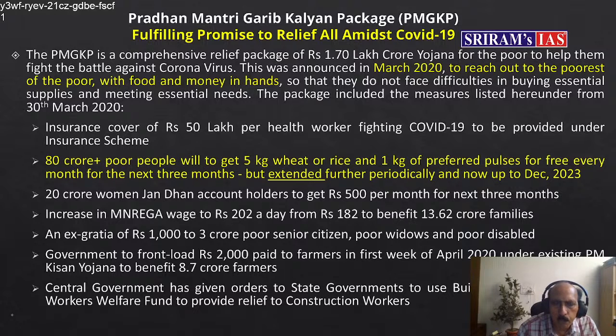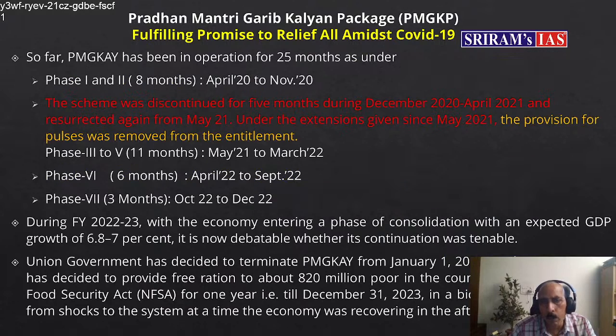But as far as the food security is concerned, the important package was the Pradhan Mantri Garib Kalyan Yojana, under which the 80 crore plus people, around 82 crore people, will be given 5 kg of wheat or rice plus 1 kg of preferred pulses free of cost. But the scheme was announced for 3 months only. Initially it was announced for 3 months, but subsequently extended from April to November 20.